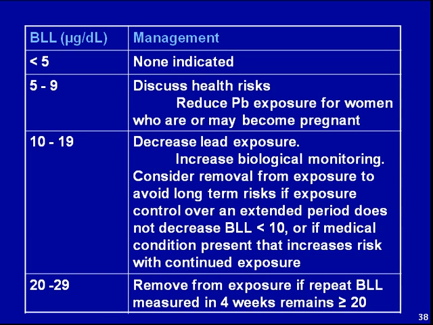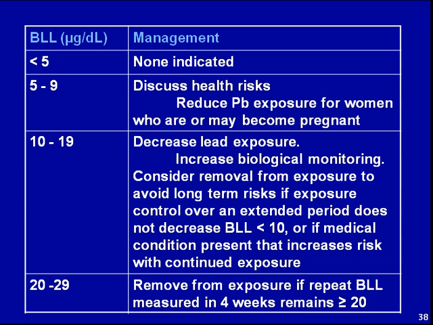Between a blood concentration of 10 to 19, efforts should be made to not only decrease lead exposure, but to increase biological monitoring, and to consider removal from exposure to avoid long-term risks if exposure controls do not allow the blood lead to fall to less than 10, or if the individual has another medical condition present that increases the risk of continued exposure.